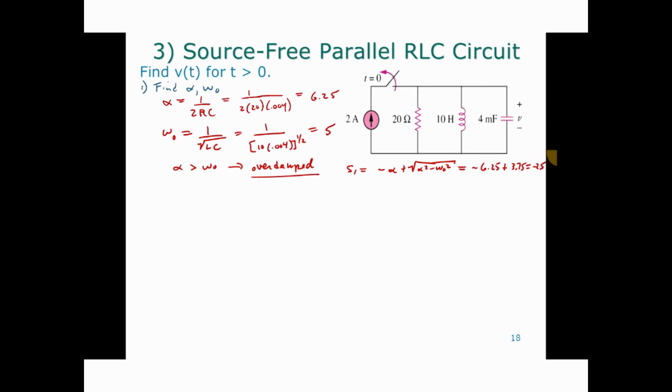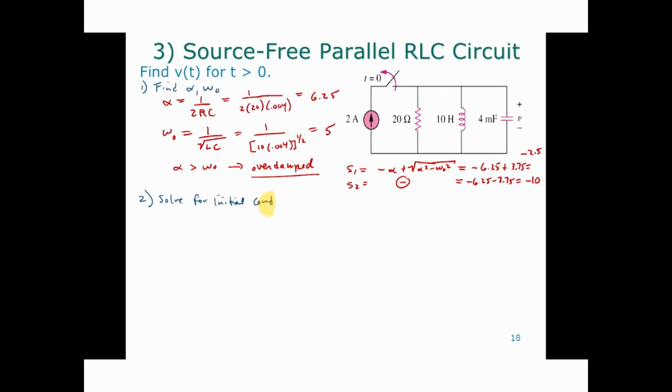Barely squeeze it in there. I'll write that a little bit bigger. Minus 2.5. S2 is minus alpha minus the square root of that, and so it's minus 6.25 minus 3.75, which is going to equal minus 10.